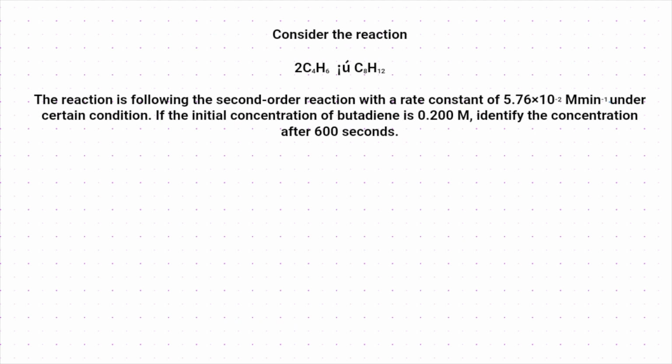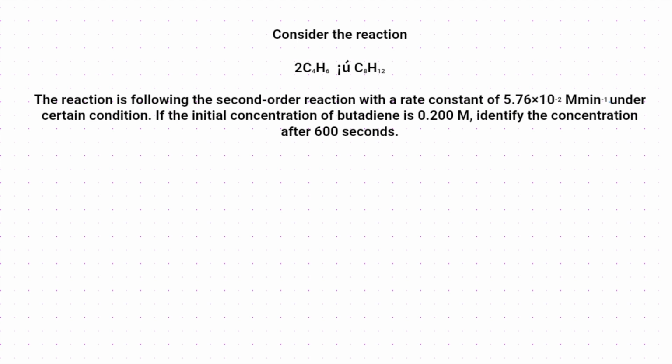Alright, let's move on to the final question for this week's video. Consider the reaction of butadiene. The reaction follows a second order reaction with a rate constant of 5.76 times 10 to the power of negative 2 molar per minute under a certain condition. If the initial concentration of butadiene is 0.2 molar, identify the concentration after 600 seconds.